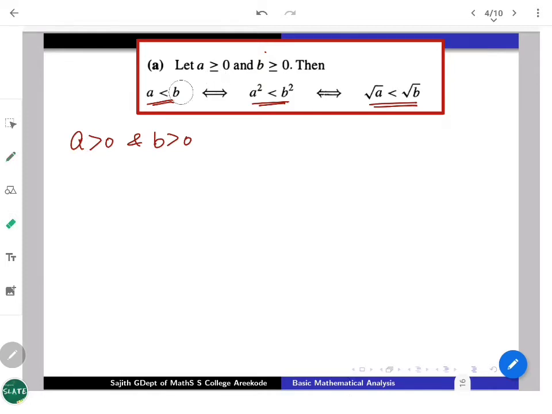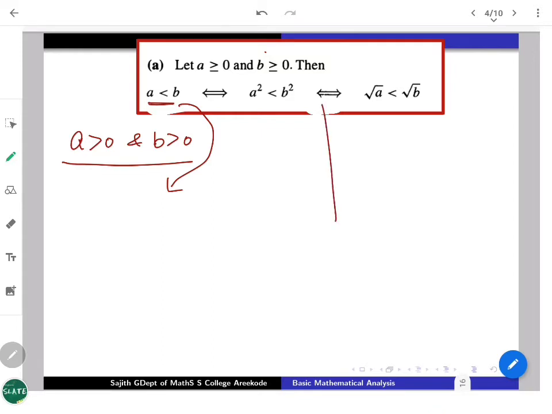So we will just assume at first that A is greater than 0 as well as B is also greater than 0. You can just look at what happens for A equals 0 later. So I am assuming A greater than 0 as well as B greater than 0. So the first condition is A less than B. That is going to be equivalent to the second, A square is less than B square. So for that part we will look at first.